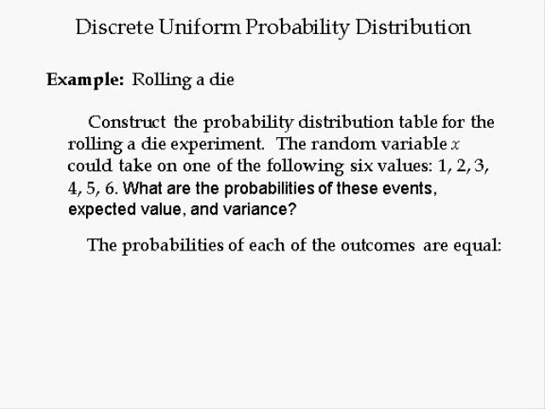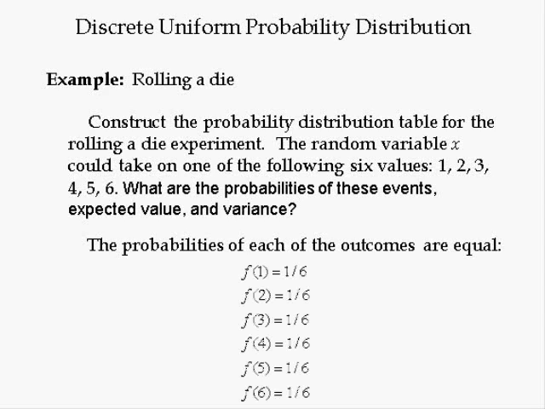The probabilities of the outcomes are equal because n is equal to 6, and the probability distribution function is 1 divided by 6. F of 1, the probability of rolling a 1, equals 1 divided by 6. F of 2, the probability of rolling a 2, equals 1 divided by 6. The same holds for F of 3, F of 4, F of 5, and F of 6, each equal to 1 divided by 6.